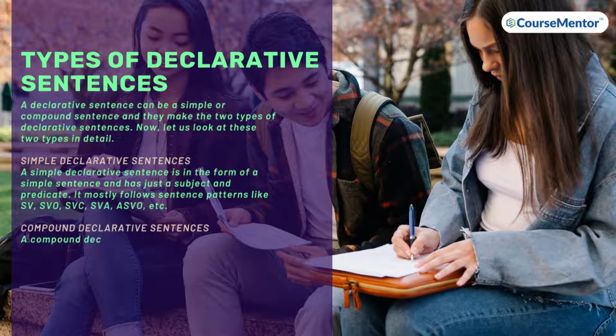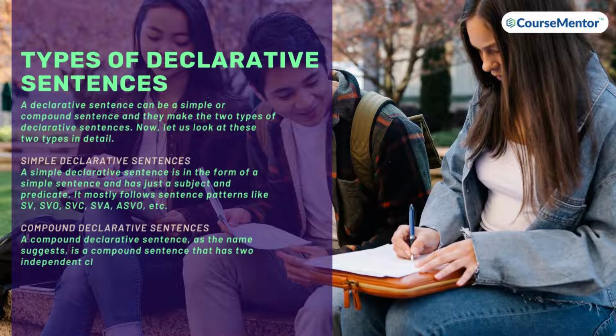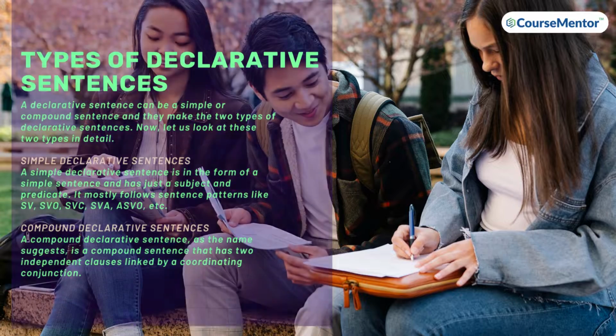Examples of simple declarative sentences. Compound declarative sentences. A compound declarative sentence, as the name suggests, is a compound sentence that has two independent clauses linked by a coordinating conjunction.